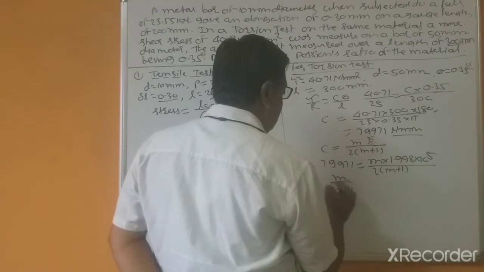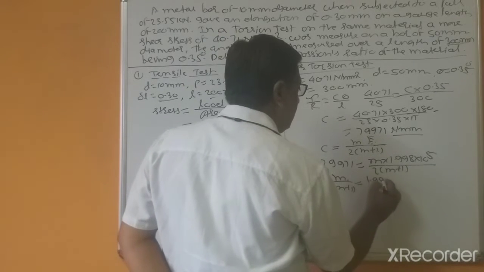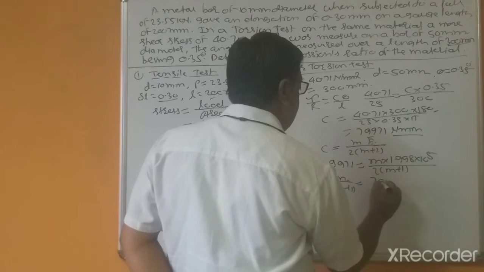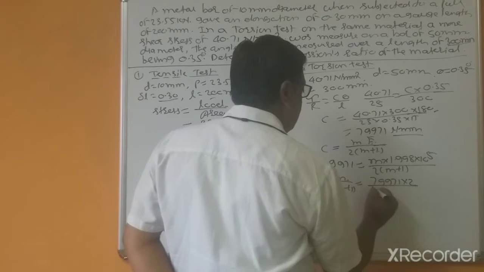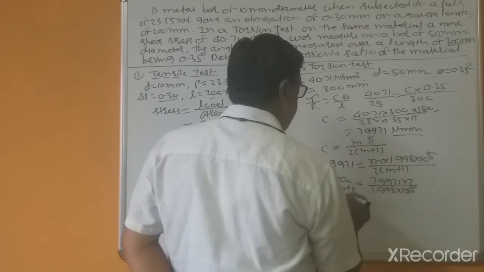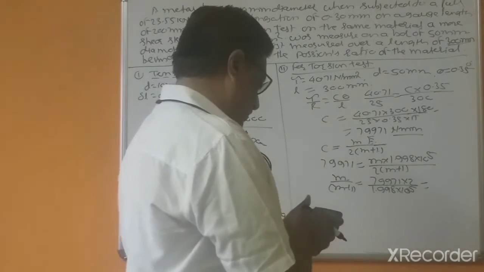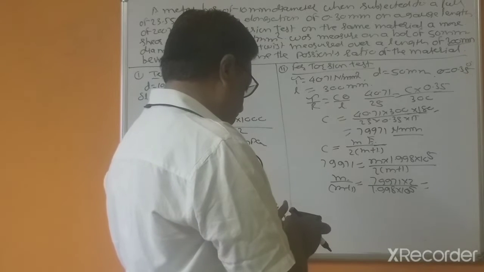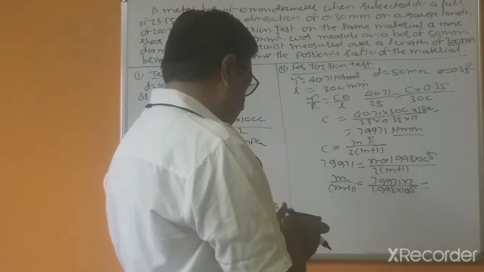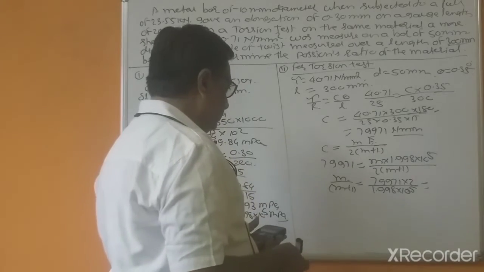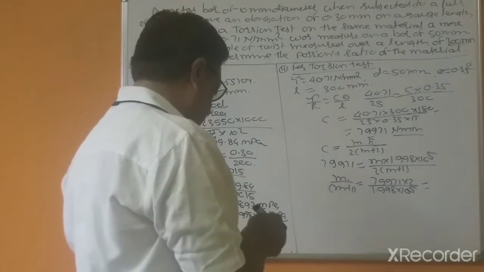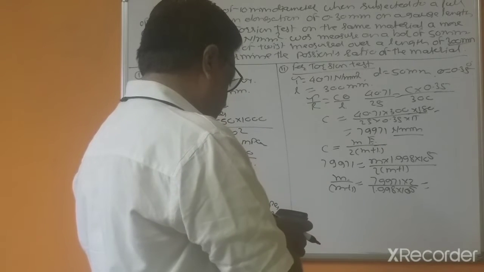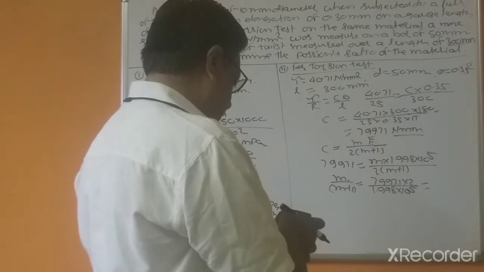m plus 1 and this is 1.998. Oh sorry, so this is 79971 multiplied by 2, 10 to the power 5. 79971 multiplied by 2 divided by 1.998 into 10 to the power 5 equal to... I made a mistake. 79971 multiplied by 2 divided by 1.998 into 10 to the power 5.